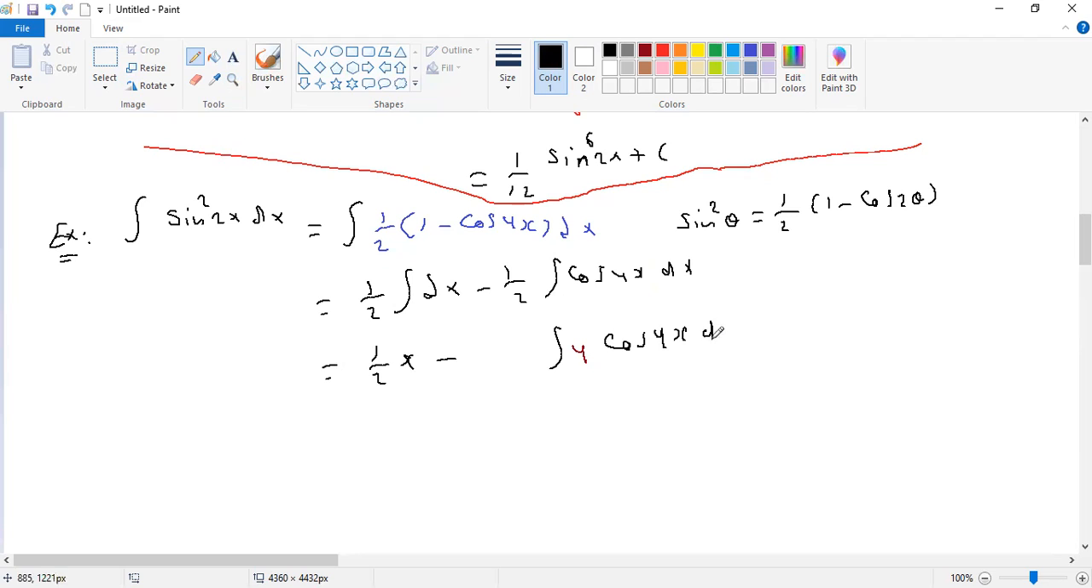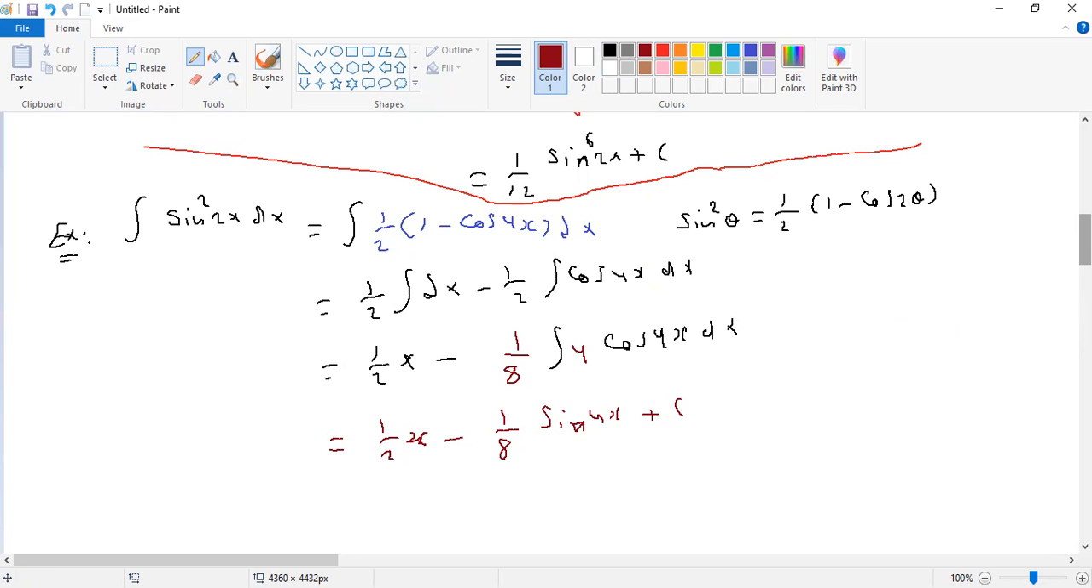So then I have cosine 4x, cosine u du, where u is 4x and du is 4 dx. But if you multiply by 4, you have to divide by 4, and already you have 2, so it will be 1 over 8. Now look, 4 with 8 returns back to 2. They are still the same. So the first is half x minus the integral of cosine u du, which is sine. So 1 over 8 sine 4x plus c.